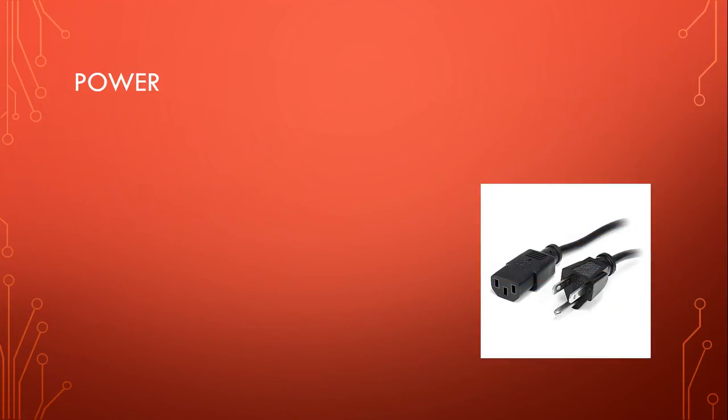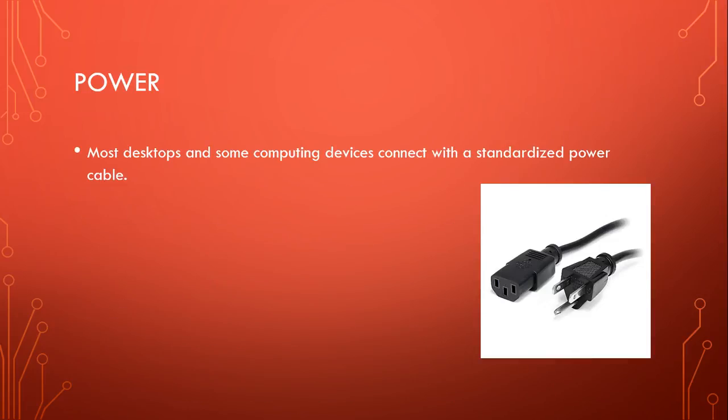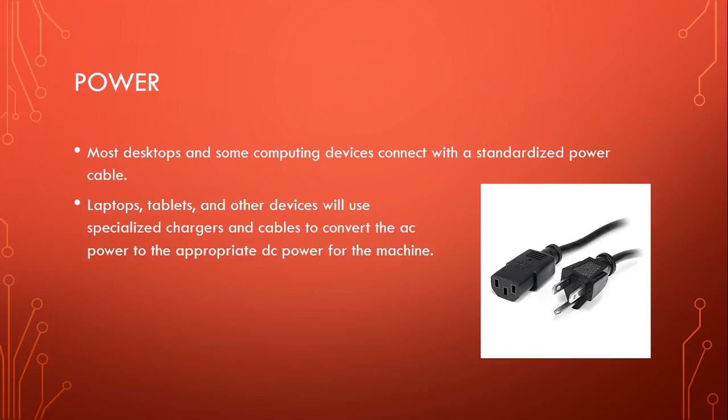Okay. Last one is power, because let's just face it, you can't have a machine turn on without power cabling. Most desktops and some computer devices connect with a standardized power cable, which is the one shown right here. Now laptops, tablets, and other devices will often use specialized chargers and cables to convert the AC power to the appropriate DC power for the machine. That's why you can't just take the standard power cable and plug it into a laptop, because a lot of times this cable simply supplies wall power. Then it goes into the power supply, which does the conversion. In a laptop, you don't have that giant power supply to do the conversion, so instead it happens in the charging cable, for example.